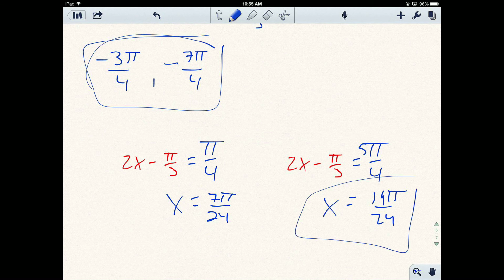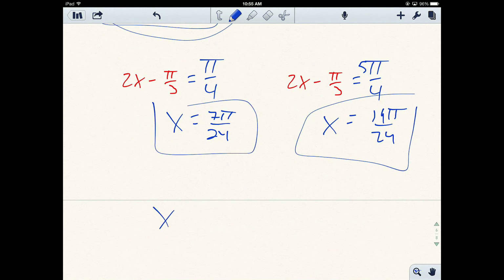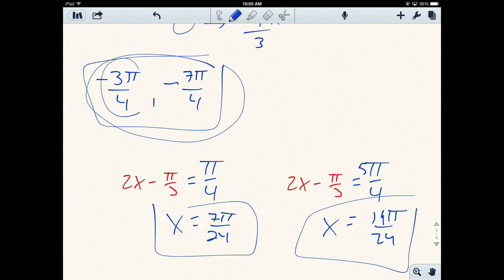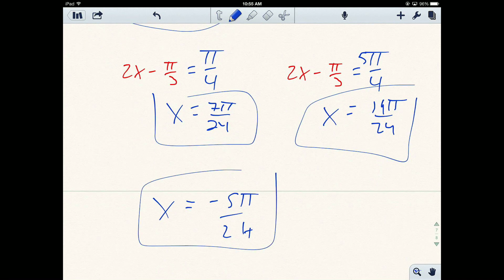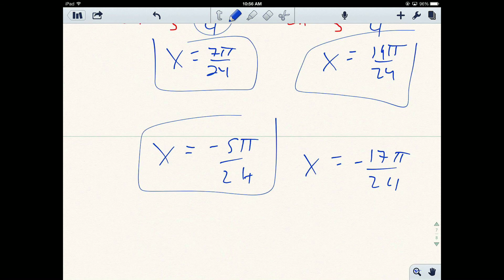You're going to go through and do the same things with these two, and you find your other solutions are 7 pi 24ths, we already got that, so negative 5 pi 24ths you get from one of these doing the same thing, and you get x equals negative 17 pi 24ths from the other one. Cool? So there are your solutions. I'm going to come back and try number 7, 7b, with you. We'll check that out together. Okay.